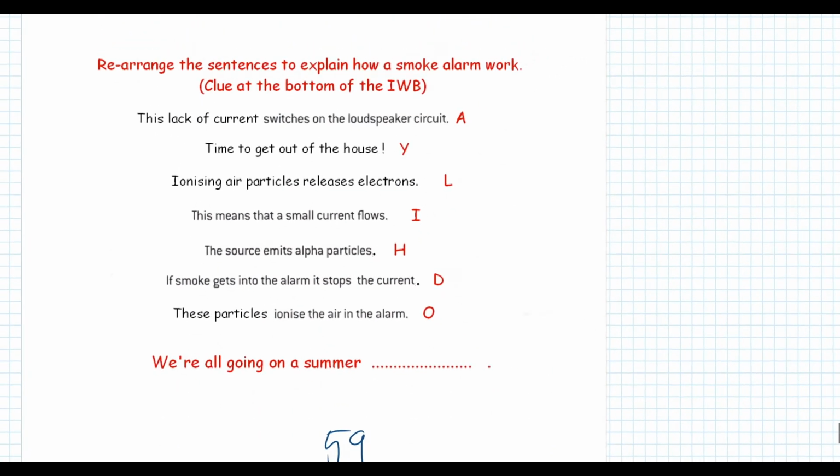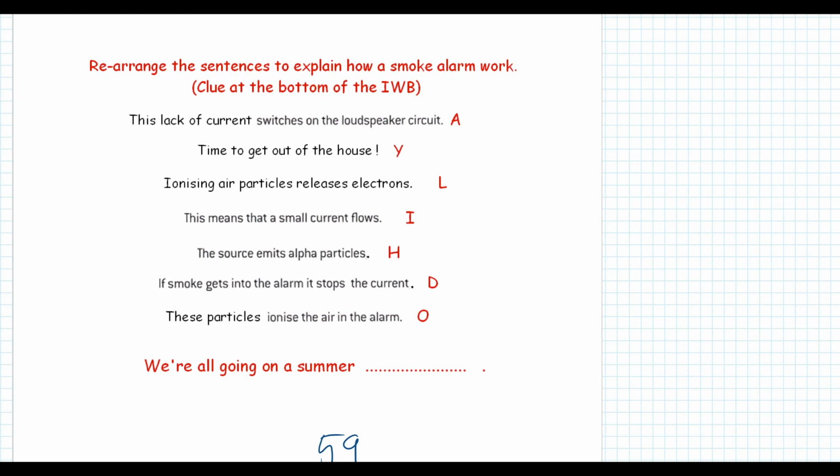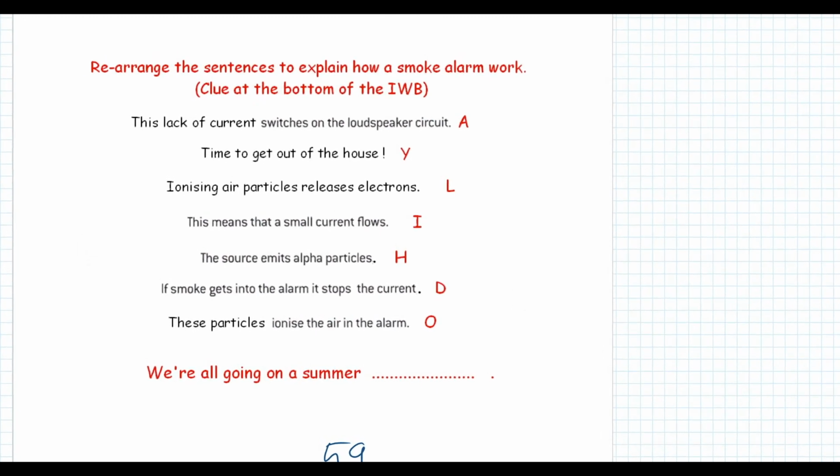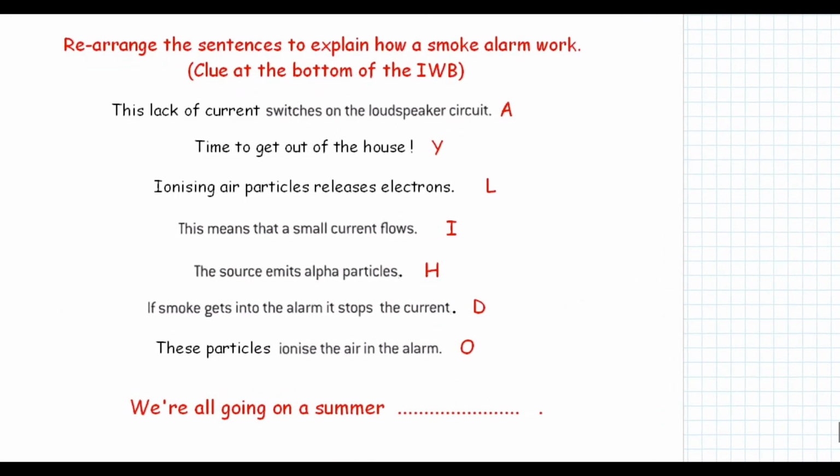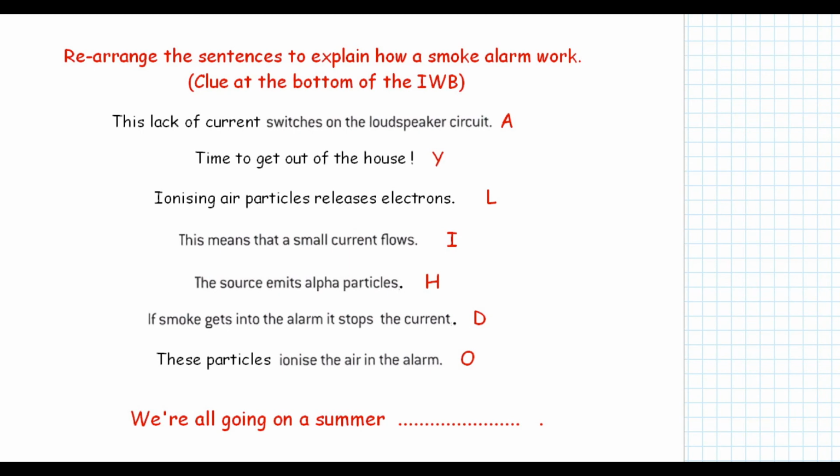Next one, quick activity. You've got to rearrange those sentences to explain how a smoke alarm works. And there's a clue at the bottom. So what you need to do is rearrange them, and then I'll start you off. Look, the first one is H, the source emits alpha particles, and the last one, time to get out of the house.